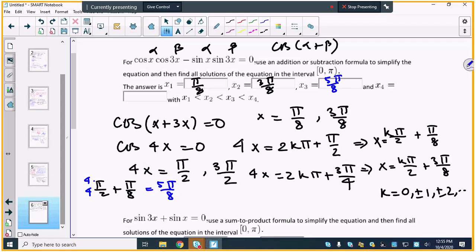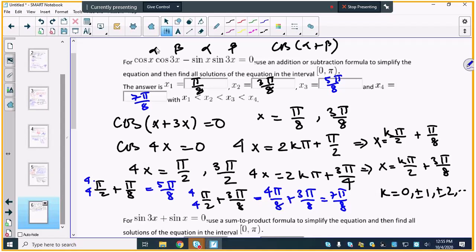As you can imagine, now I'm going to use k equal to 1 in the second equation, and I will get pi over 2 plus 3 pi over 8. The same thing, to get the common denominator, multiply 4 on top and bottom. So you get 4 pi over 8 plus 3 pi over 8, and that's 7 pi over 8. So this is your fourth solution. And if you check carefully, all 4 of them are strictly less than pi units. And these are the 4 required solutions.